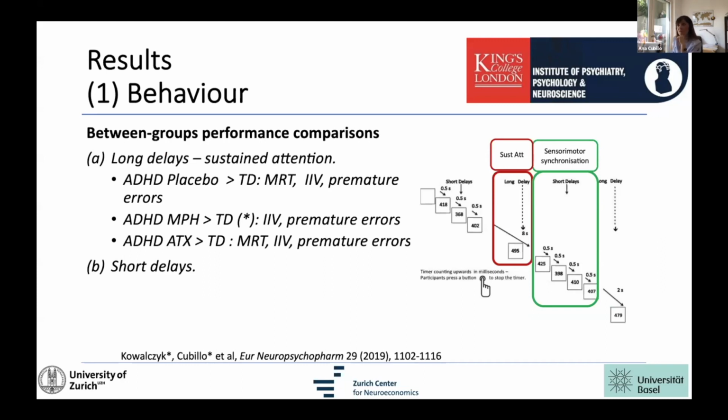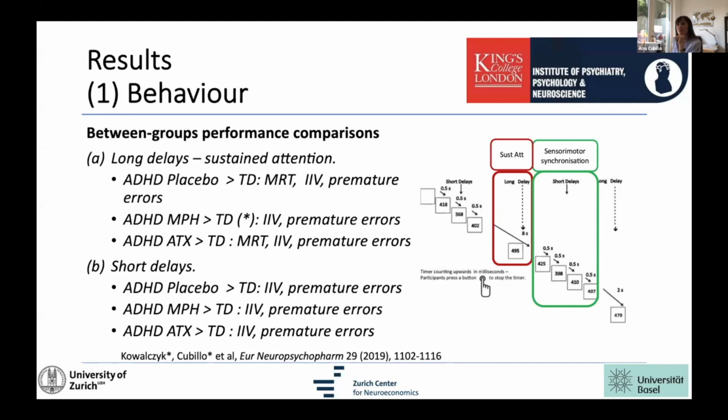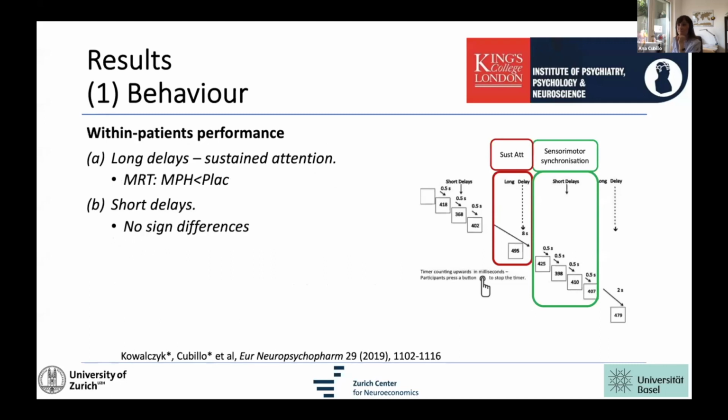In terms of the sensory motor synchronization condition, we see very similar to before. Patients under placebo have higher intra-individual variability in their responses and more premature errors, and this is not normalized by either of those medications. And this is again consistent with the results from the within patients analysis in performance, where during the sustained attention condition, patients under methylphenidate were having a shorter mean reaction time compared to placebo, but there are no other significant differences between the medication conditions.